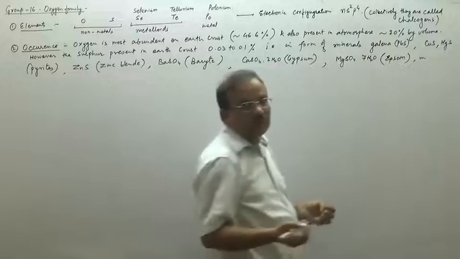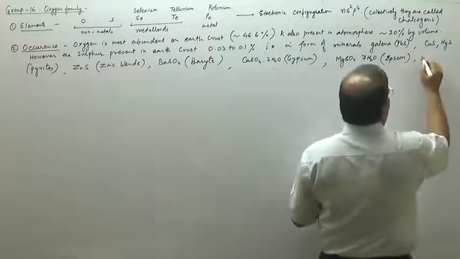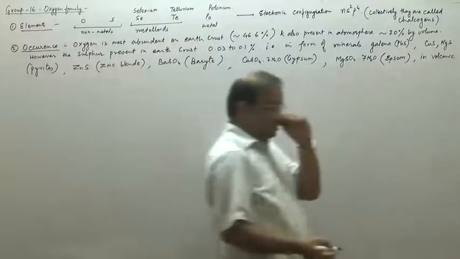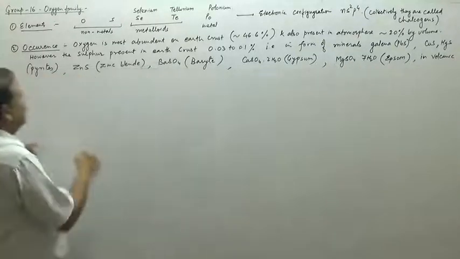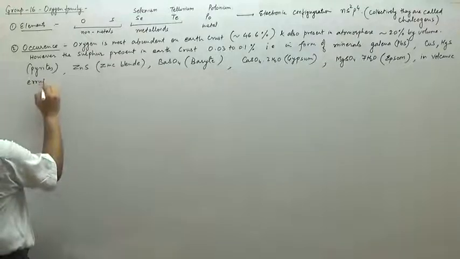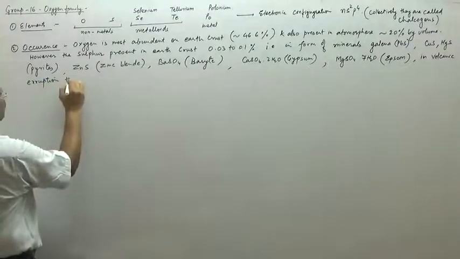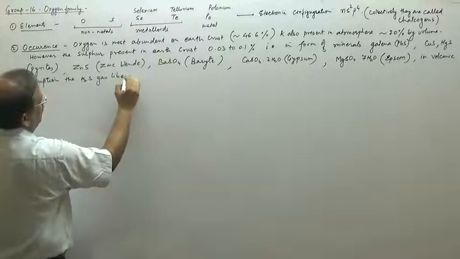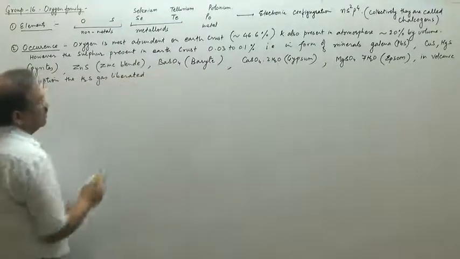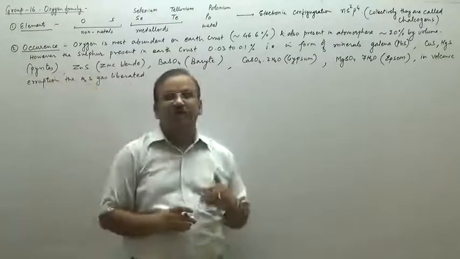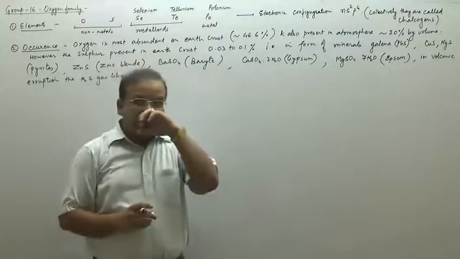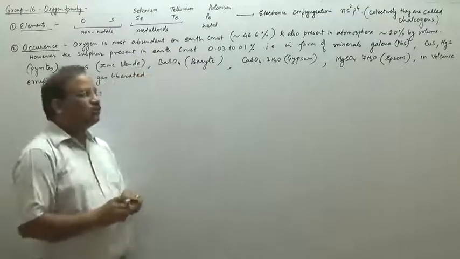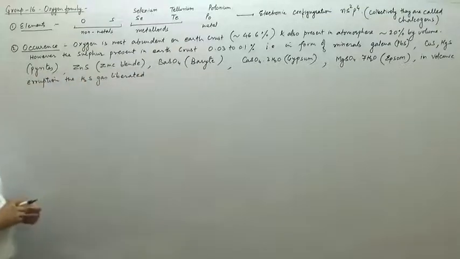In volcanic eruption, the H2S gas is liberated. So that is how we are able to write what the abundance is. So sulfur is present in the earth crust, but its percentage is very less because it is present in the form of minerals. These minerals are called chalcogens.